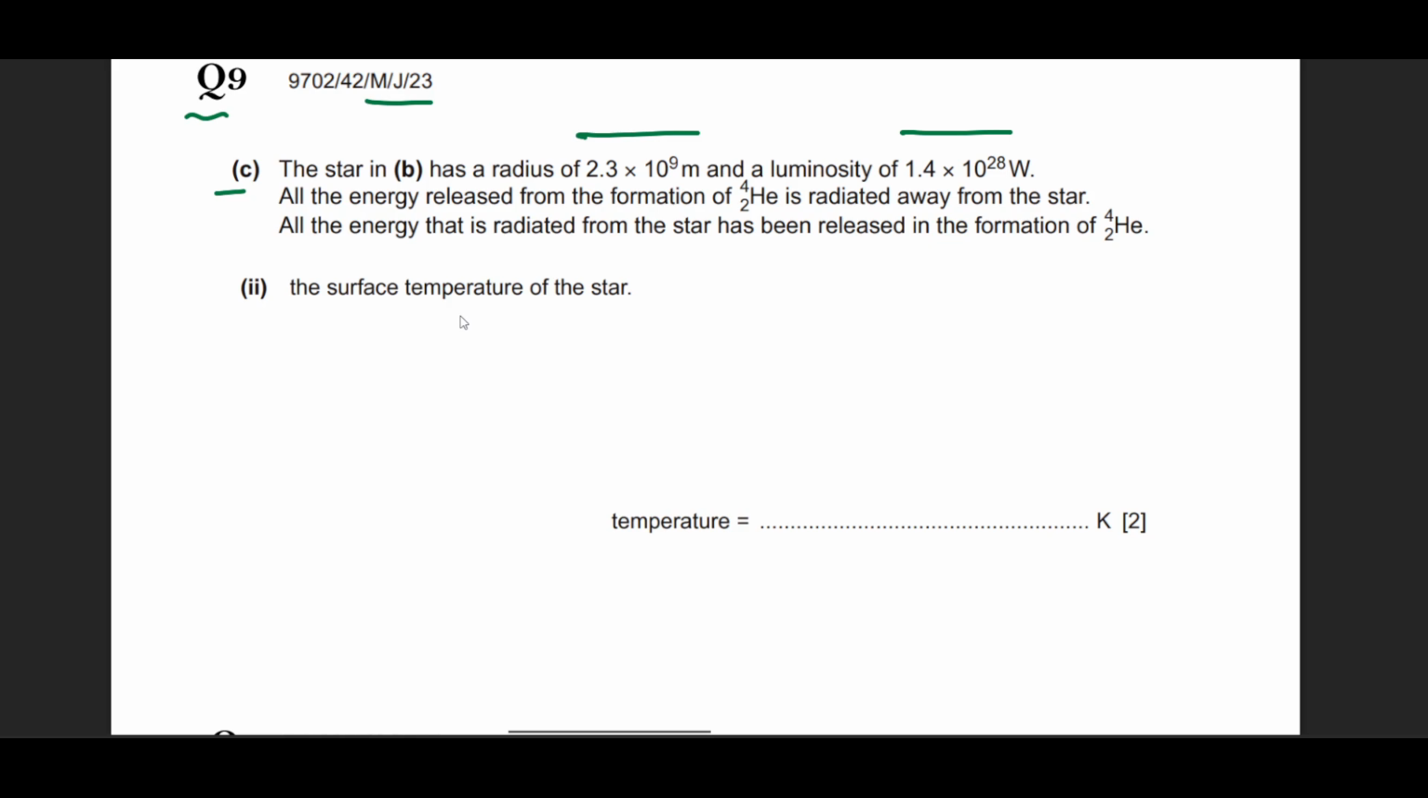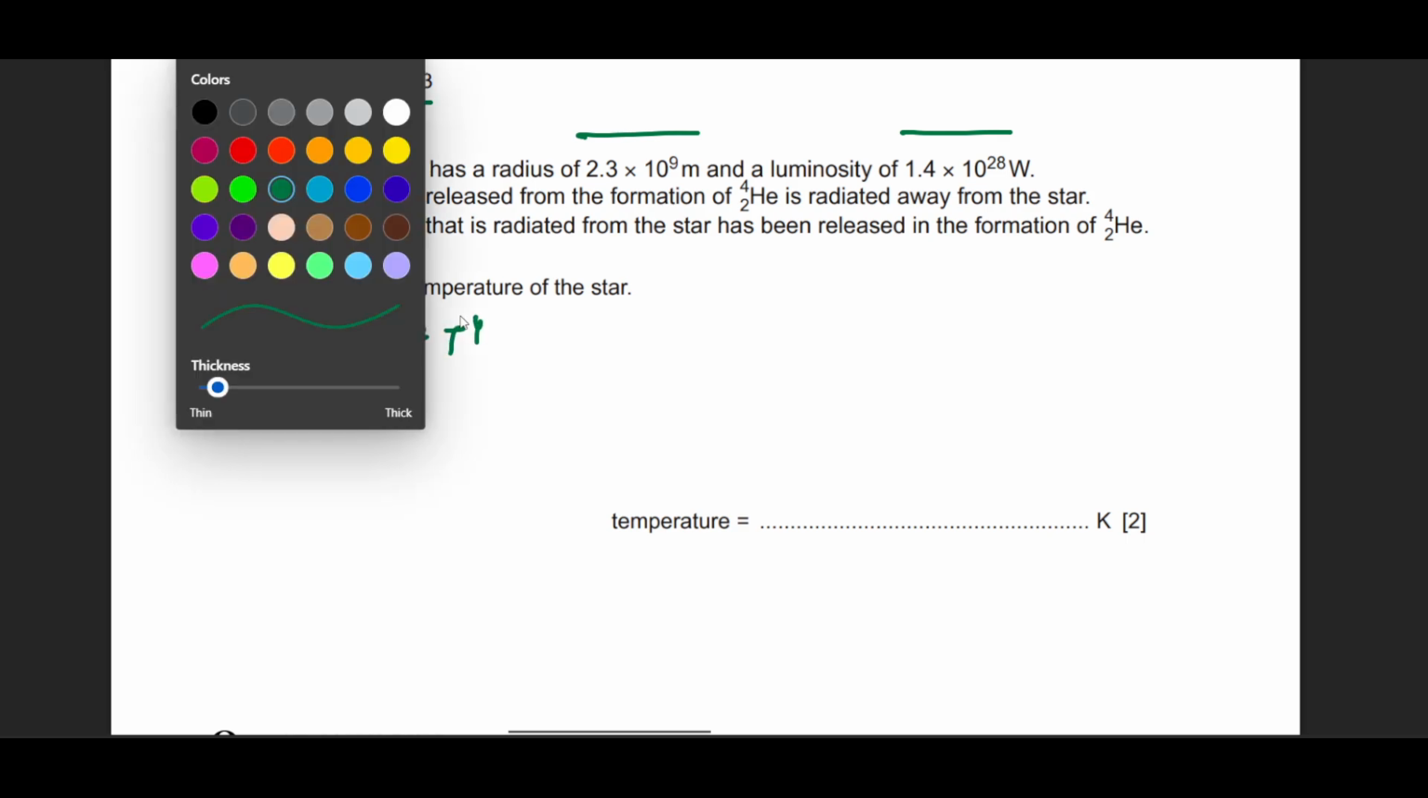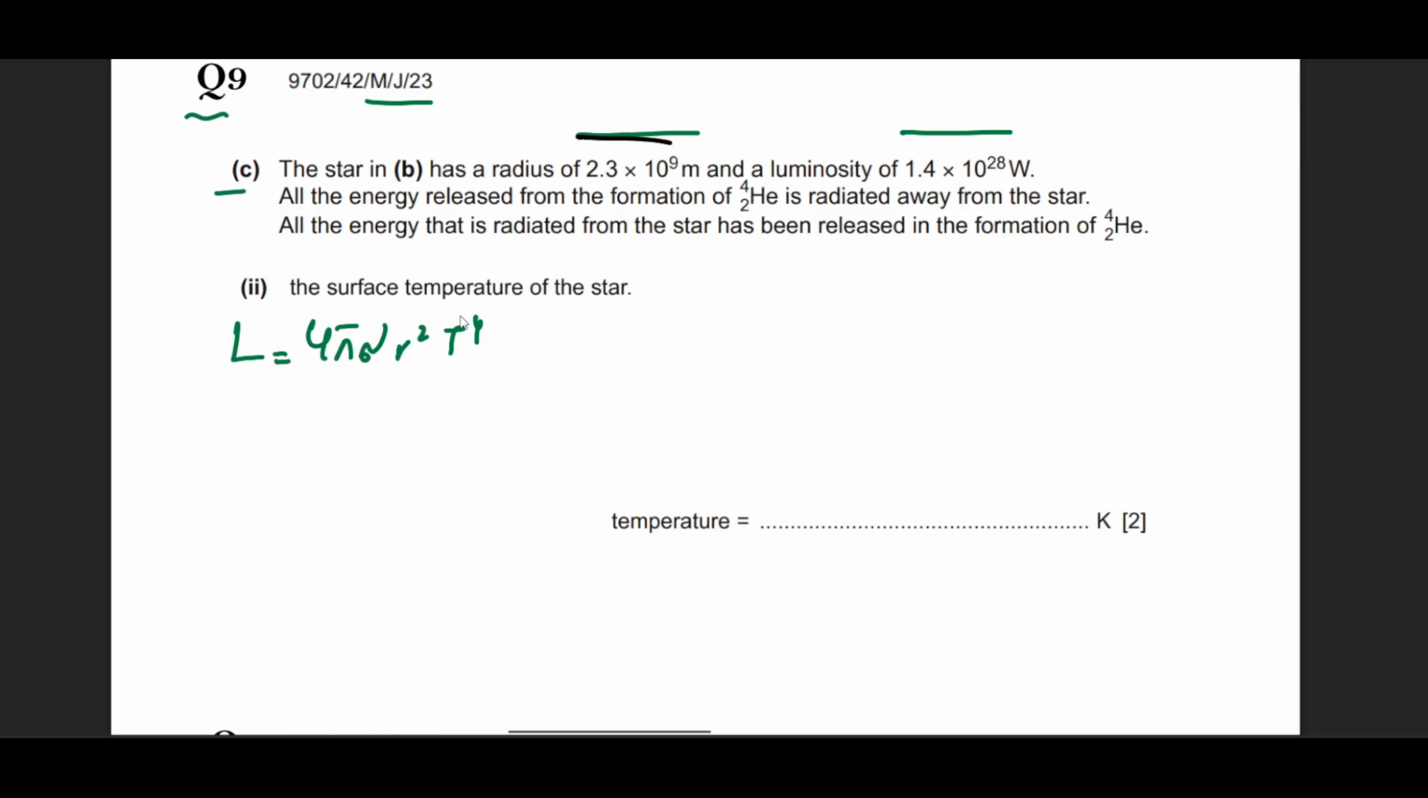So we have the Stefan-Boltzmann law equation, which is L equals 4 pi sigma r squared T to the power 4, right? So let's replace the values. This is the radius r, this is the luminosity L, and we want to find the temperature. So L is going to be 1.4 into 10 raised to power 28 equals 4 pi. Sigma is 5.67 into 10 raised to power minus 8. This is given in the data booklet.